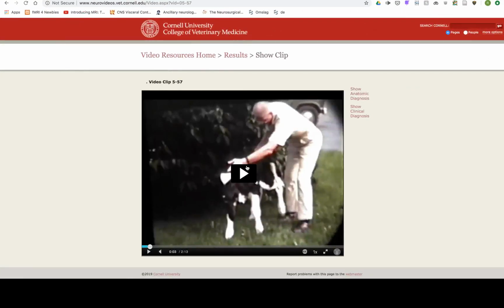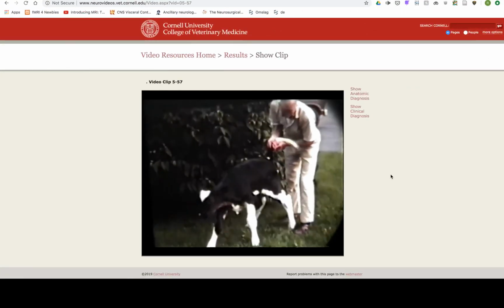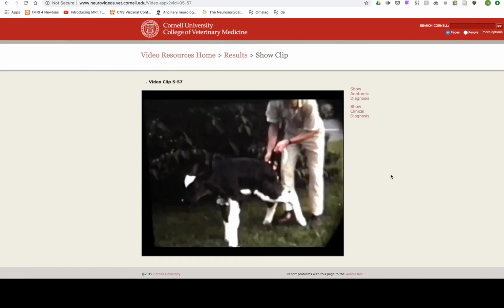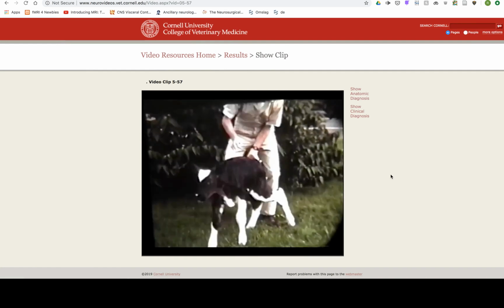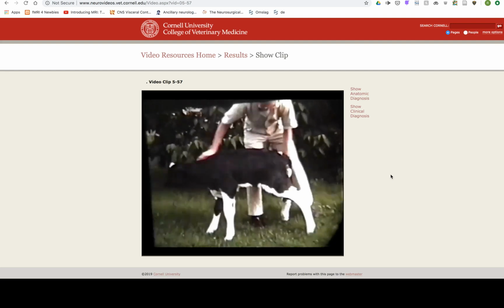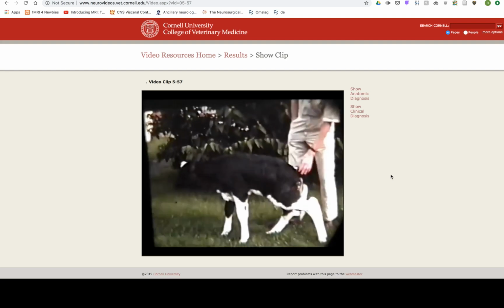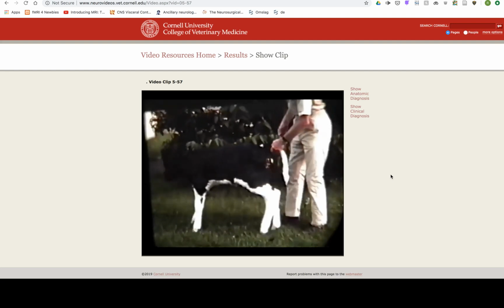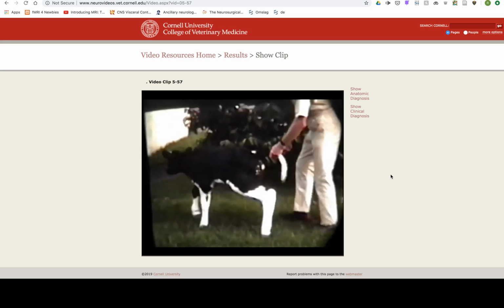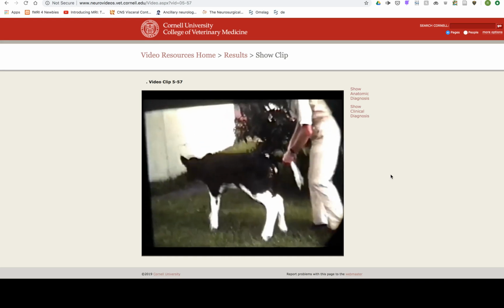Video 5-57 shows a 1-week-old female Holstein calf that required significant assistance for its birth. Since birth, she had walked lame on her left pelvic limb. The initial diagnosis was a congenital patellar luxation. Note the lack of discomfort in using the limb, the inability to support weight, the atonic cranial thigh muscles, the laxity of the patella, the lack of a patellar reflex, and the analgesia of the medial aspect of the left crus.